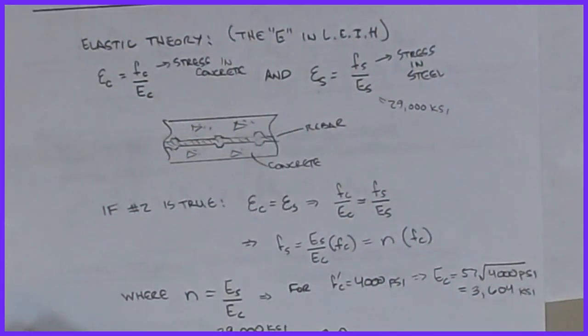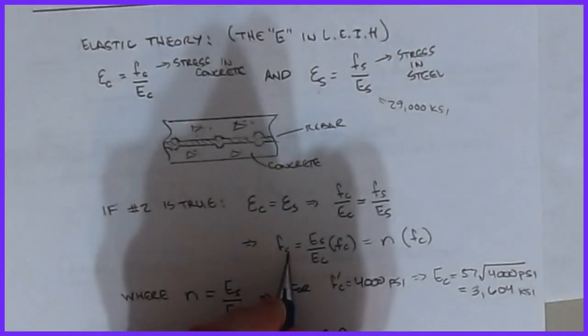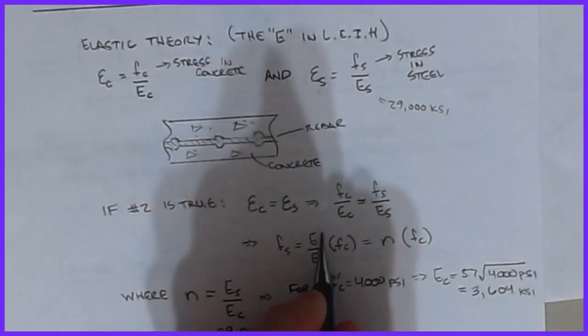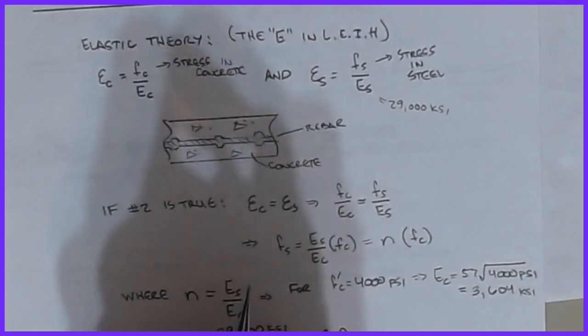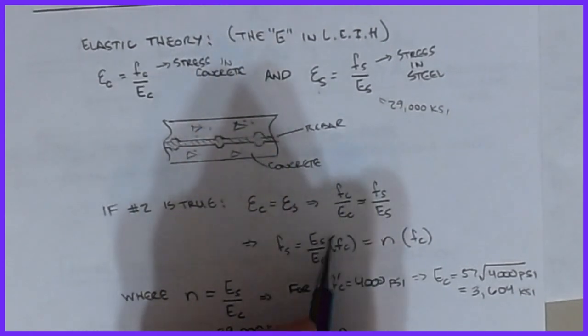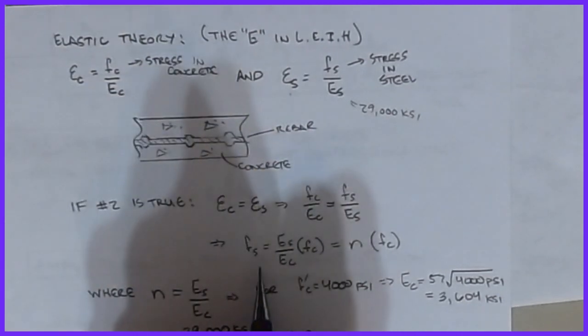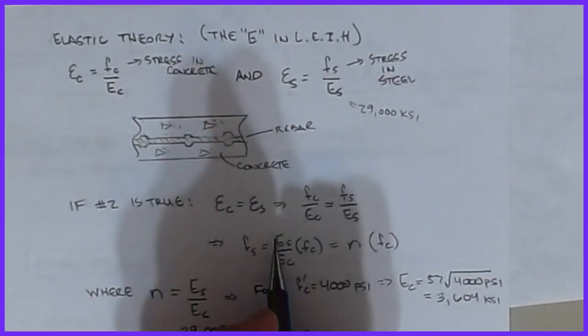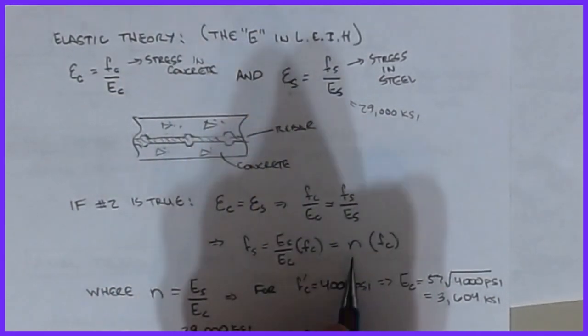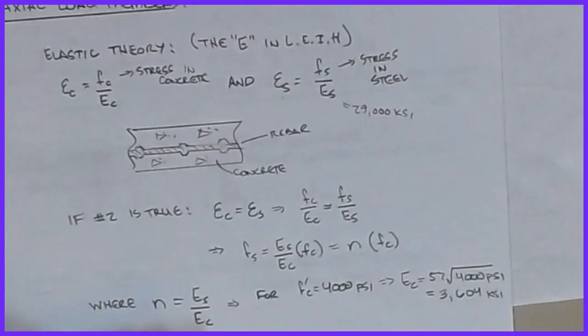Okay, and so what I can do then is I can say that the stress in the steel is equal to the ratio of Young's modulus for steel to Young's modulus for concrete multiplied by the current stress state in the concrete. And if you remember when we did transformed sections back in mechanics of materials, we said that this Es over Ec was a constant that we called N.